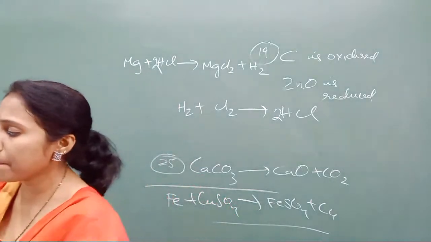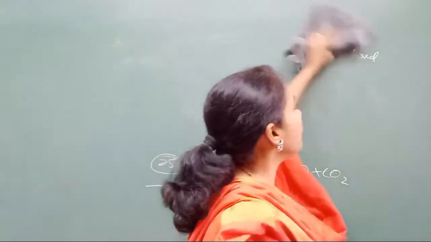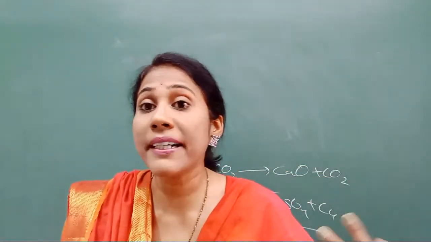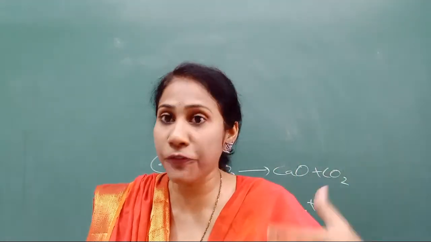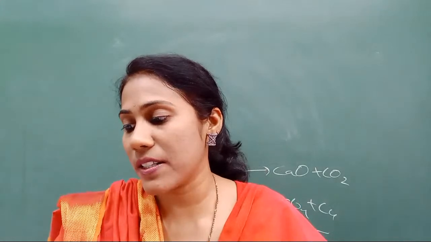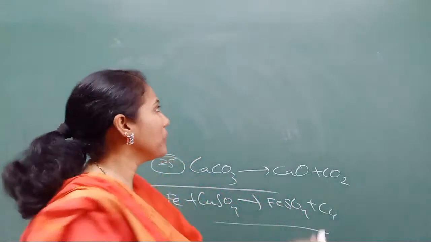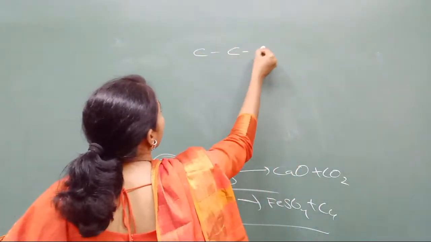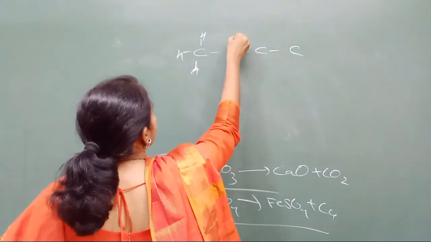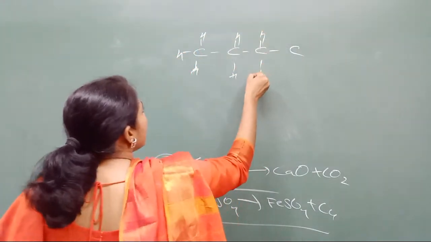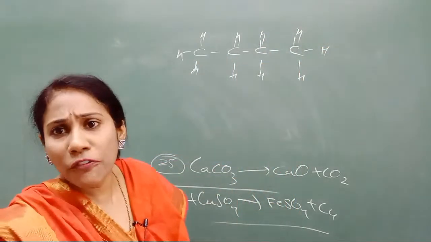26th question. Very simple. What are structural isomers? The isomers which have the same molecular formula but different structure. Isomers which have the same molecular formula but different structure are called structural isomers. Write the molecular and structural formula of butane. Okay. So butane, how do you write? 4 carbons you will show, right? So here 3 hydrogens, here 2 hydrogens, here 2 hydrogens, and here 3 hydrogens. So this is the structural formula of butane.